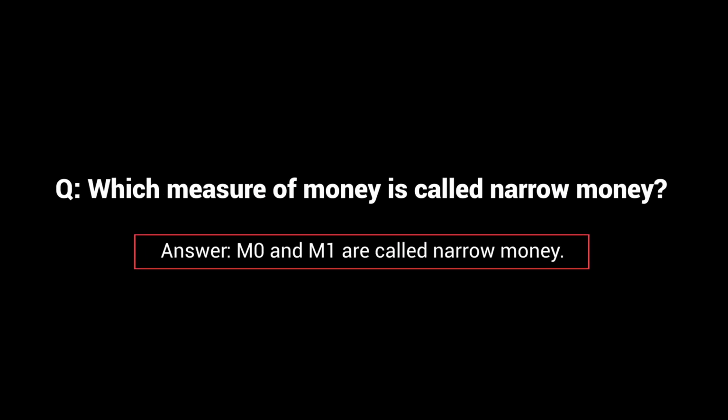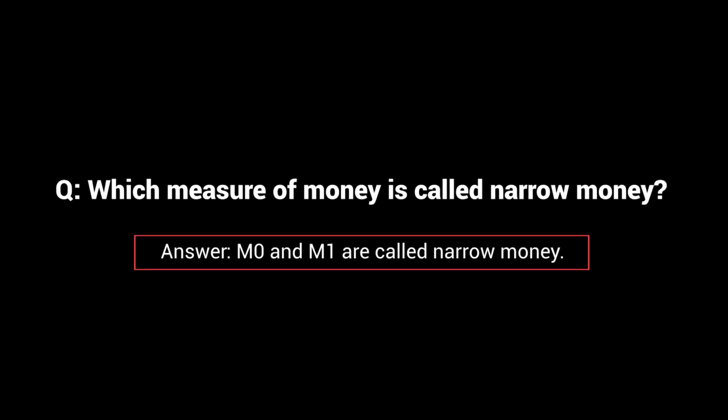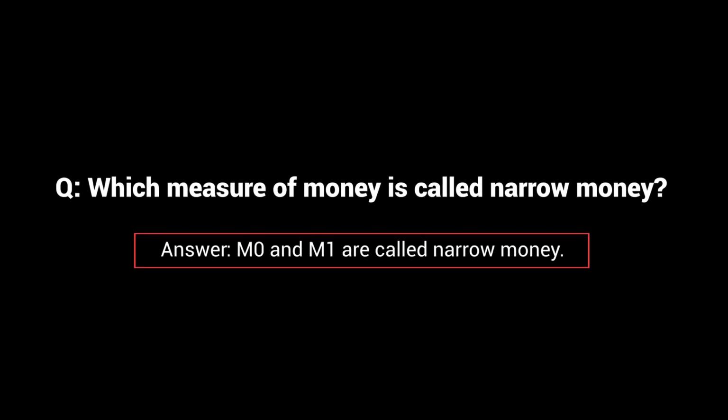I have not written M3 here. M3 has one more thing along with M2. M3 has M2 plus larger denomination time deposit, fixed deposit with higher values. So all these things together give us the idea of M3 or the broad money. So M0 and M1, these are narrow money, and M2 and M3, these are called broad money.